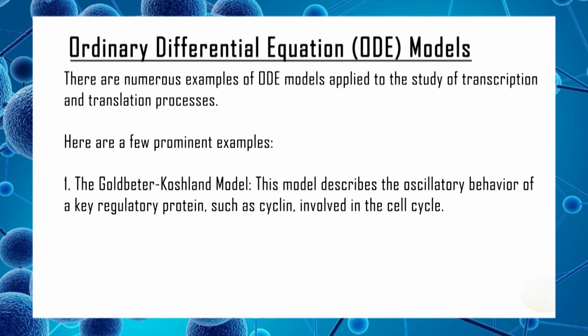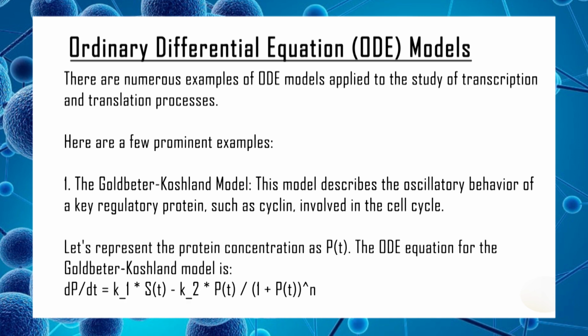Here are a few prominent models that work under this ODE category. First, the Koshland model's ODEs capture the dynamics of protein synthesis, degradation and activation through phosphorylation and dephosphorylation reactions. The model helps explain the periodicity of cell cycle events. Let us represent the protein concentration as P, a function of time t, and the ODE equation for the Koshland model can be written as given in the slide.